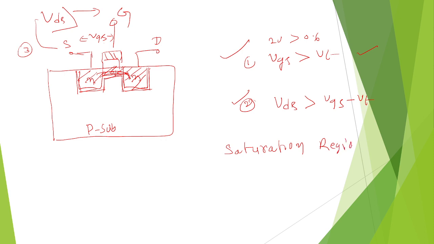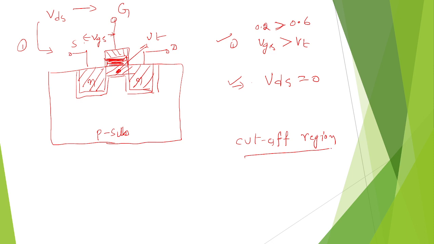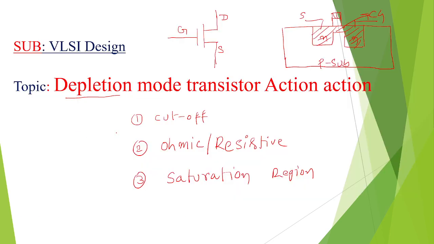So these are the three regions in a depletion mode transistor. As I said, if the channel is already established between source and drain while fabricating the transistor, it is called a depletion mode transistor, and it has three regions: cutoff, ohmic, and saturation region.